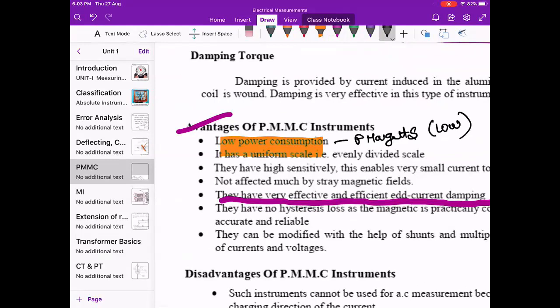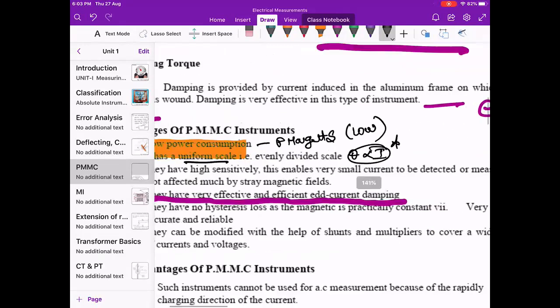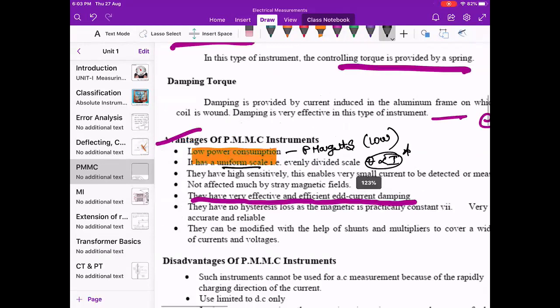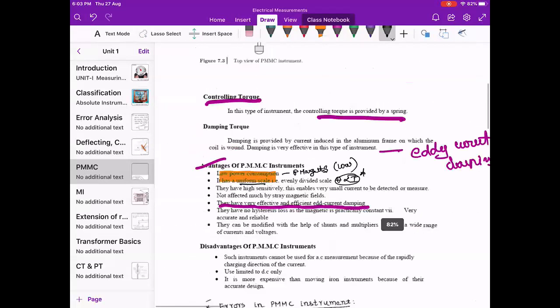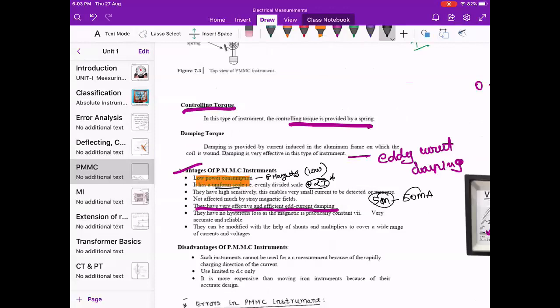Next, it is a uniform scale. Theta is proportional to I. Very good. We got a uniform scale, that is a high sensitivity, and it enables very small currents to be measured. Remember, this will be used for 5 milliamperes to 50 milliamperes. Meaning very small currents can be measured easily, but only up to 50 milliamperes. For other currents we will use shunts. Remember, shunts and multipliers are used for measuring the other currents. That is what this point is. Okay, this one is also over. Sensitivity also over.